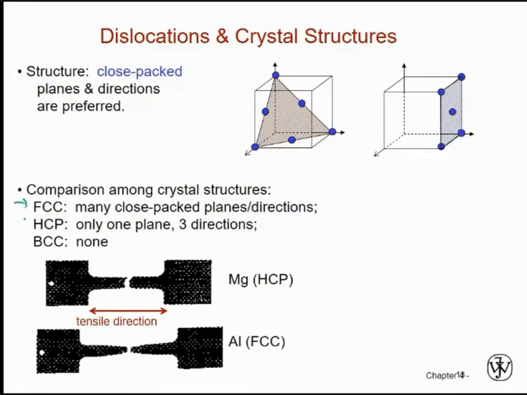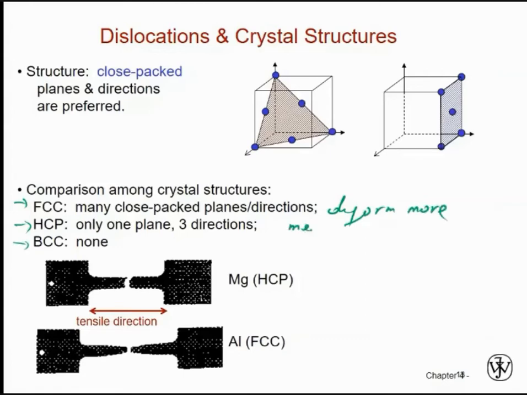In the FCC crystal structure, we have a lot of planes and directions with high planar density and high linear density. So there are a lot of close packed planes and directions to help in plastic deformation. In hexagonal close packed, we have only 1 plane and 3 directions which are close packed, which helps us in deformation. And in body-centered crystal, we have none. That means, let's say, more close packed planes and directions, more deformation. That's why FCC crystals will deform more.